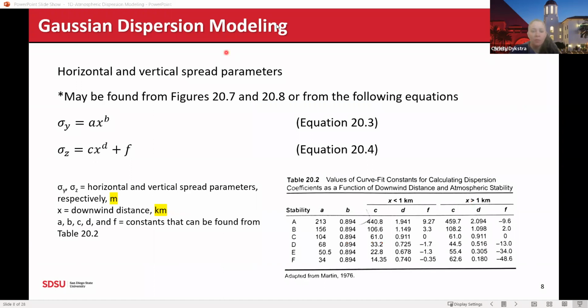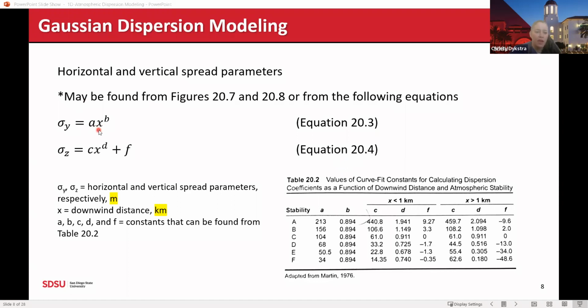Now, let me step back and talk a little bit about these horizontal and vertical spread parameters. There's two ways to find this, as I mentioned. You can find them from figures 20.7 or 20.8. That requires having good eyes and making straight lines, but it can be done, and you can get fairly accurate results from that. However, if you want to double check your numbers, or have a little bit more accuracy, you might want to use these equations right here, which are 20.3 and 20.4 in your book.